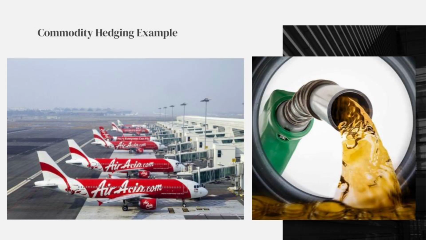A good example for commodity hedging would be AirAsia hedging its jet fuel or oil prices. Because fuel prices can be extremely volatile, AirAsia locks in fuel prices through futures contracts to stabilize their operational costs and avoid sudden spikes in expenses.